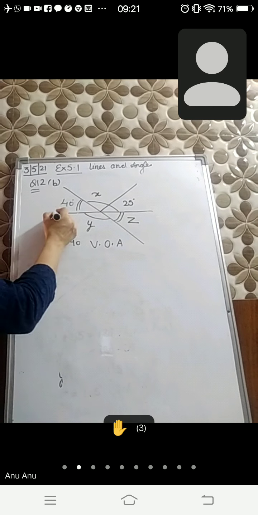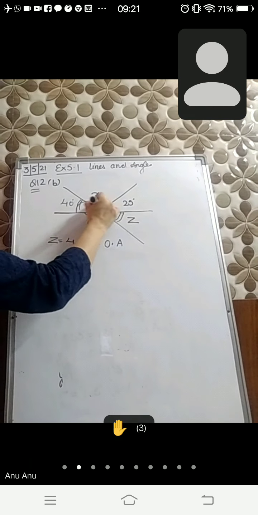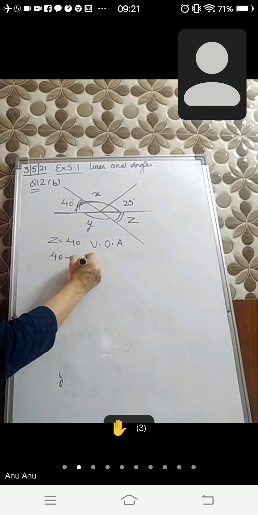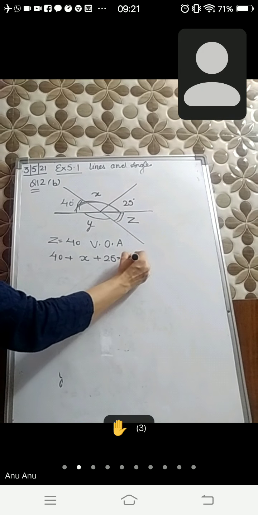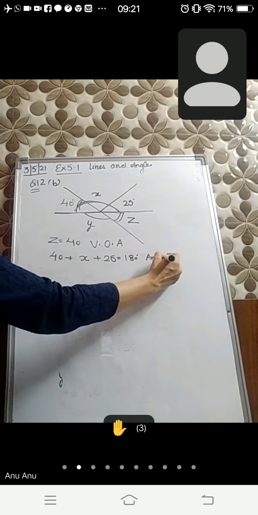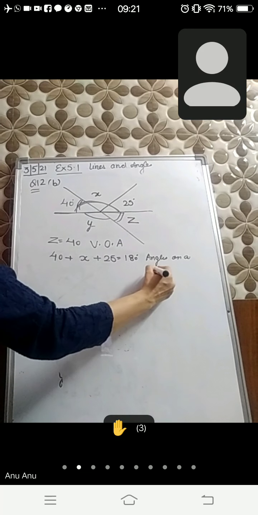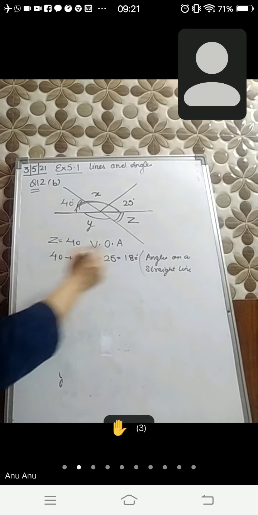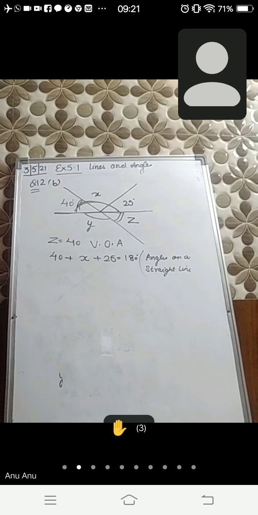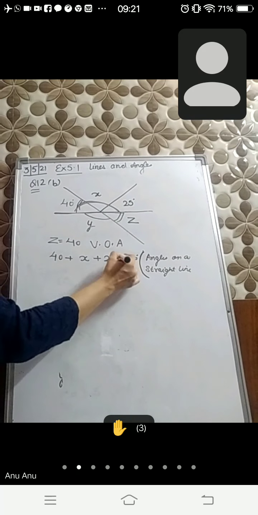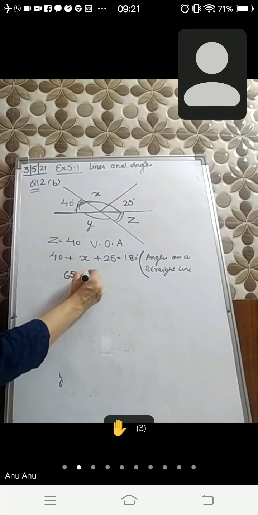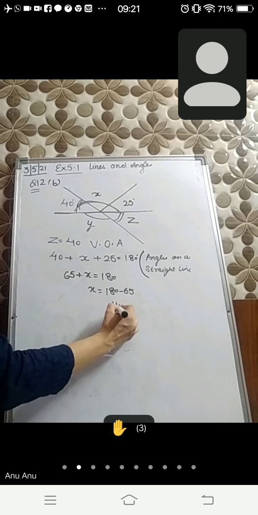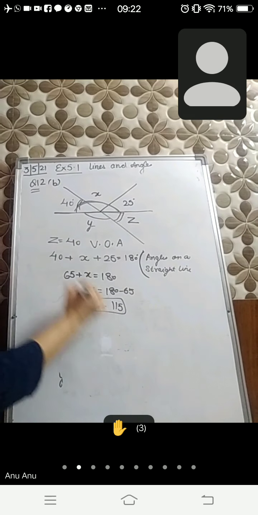As you can see, this is a straight line, and above the straight line these three angles are forming here. So can we say that X plus 40 plus X plus 25 is equal to 180, angles on a straight line? When the angles are on a straight line, more than two angles, you can take the sum as 180, and the sum of these two angles is 65. So when you subtract them, you will get 150. So X is equal to 150.